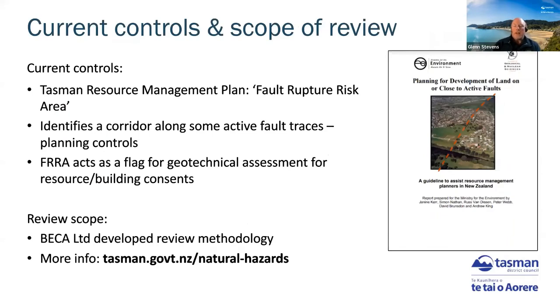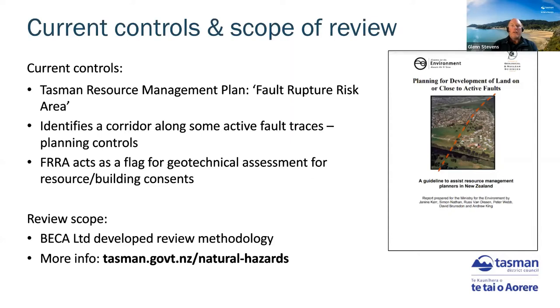Under the current Tasman Resource Management Plan, we have the Fault Rupture Risk Area, the FRRA. It doesn't quite make a word as concise as the SIRA, but this Fault Rupture Risk Area is just a narrow corridor along where the fault is. There are a number of rules in the plan pertaining to the fault for certain activities there, and essentially the outcome these rules seek is to ensure buildings don't straddle the fault line.